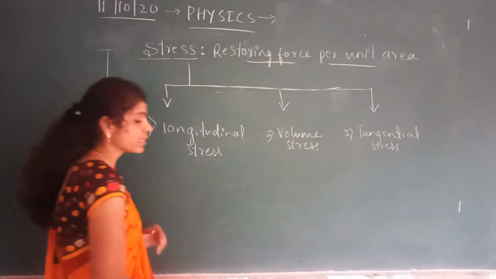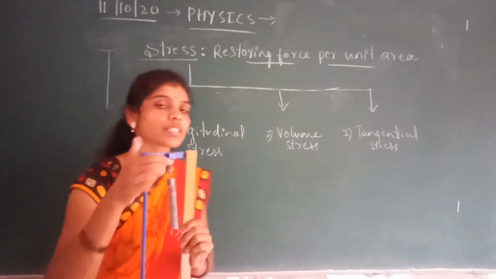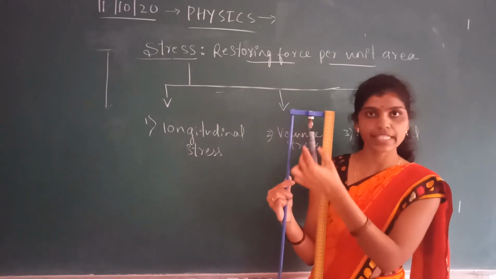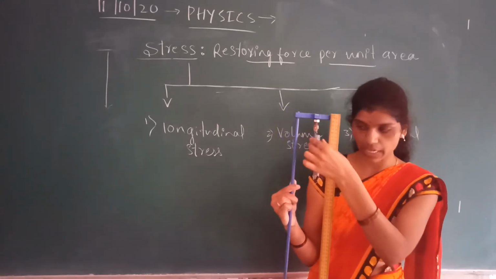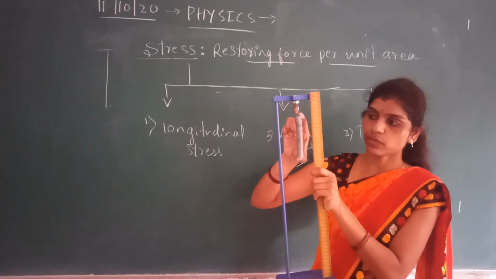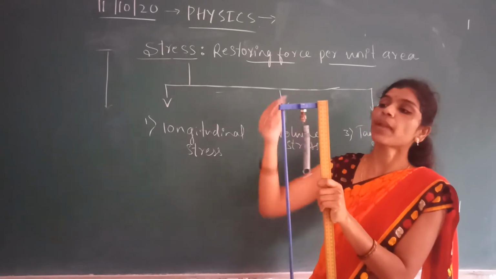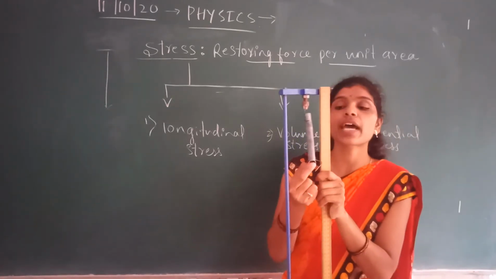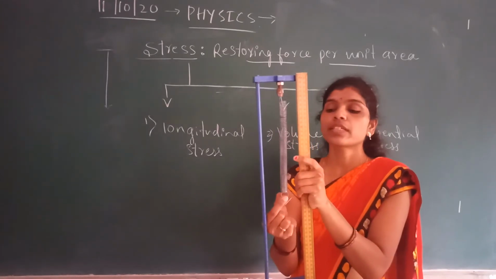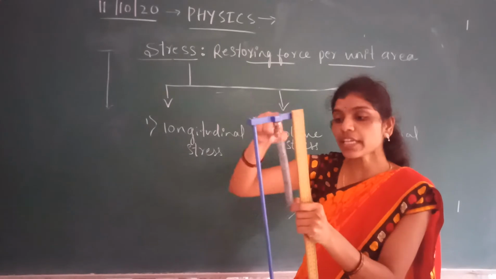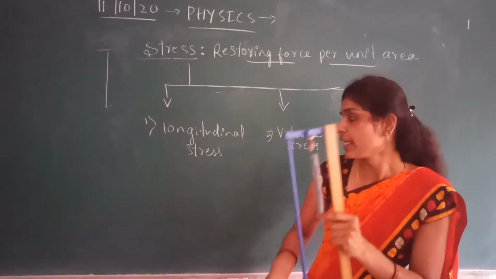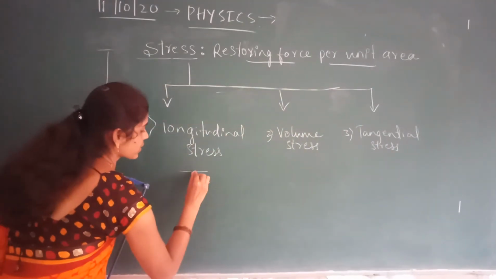Suppose we consider the example of this spring itself. Initially the spring has a certain particular size or shape. Let us represent this by L. When we apply an external force on this, a change or increase in the length of the object takes place. That is represented by delta L.